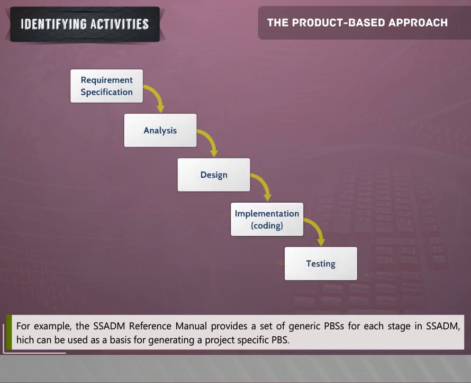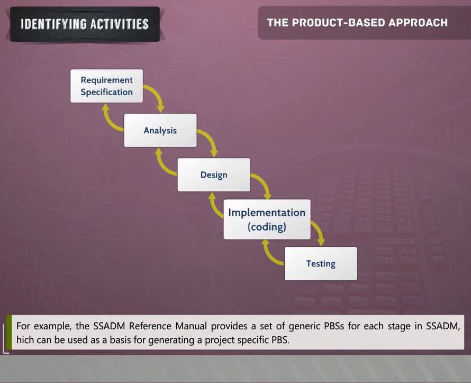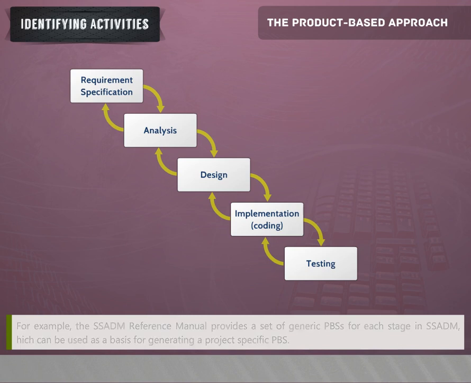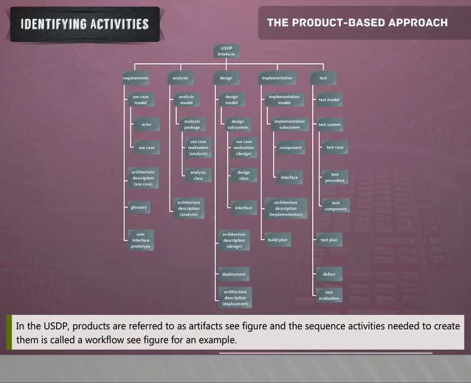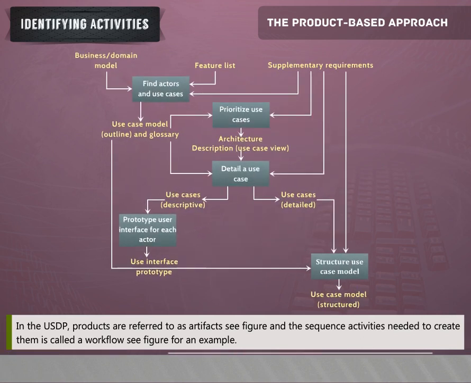For example, the SSADM reference manual provides a set of generic PBS for each stage in SSADM, which can be used as a basis for generating a project-specific PBS. In the USDP, products are referred to as artifacts, and the sequence of activities needed to create them is called a workflow.